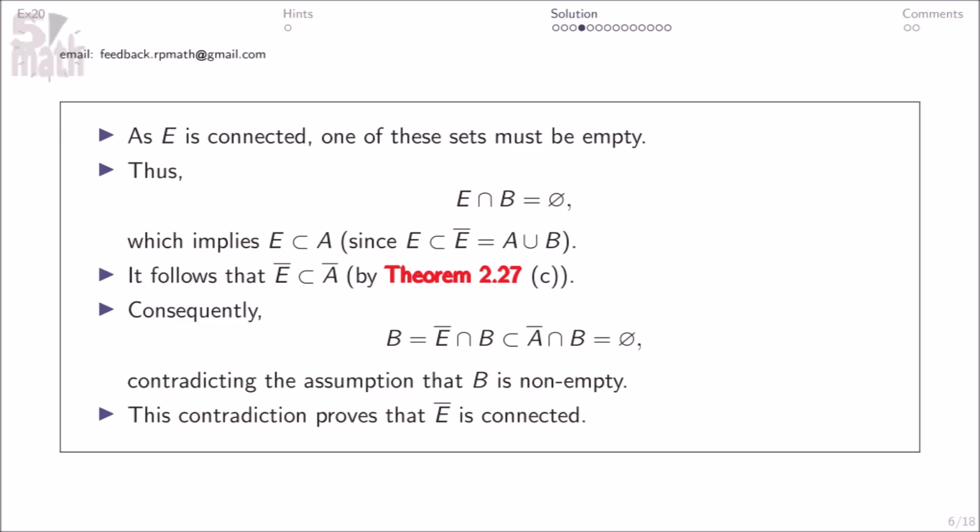It follows that E bar is a subset of A bar by Theorem 227c. Consequently, B equals this, contradicting the assumption that B is non-empty. This contradiction proves that E bar is connected.